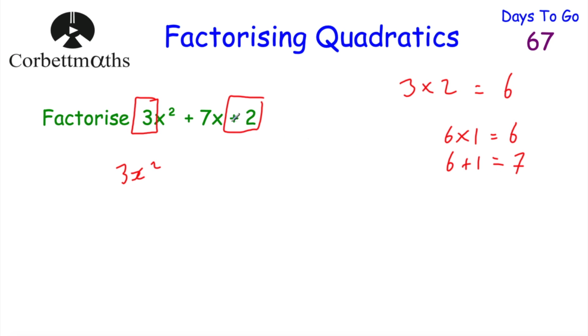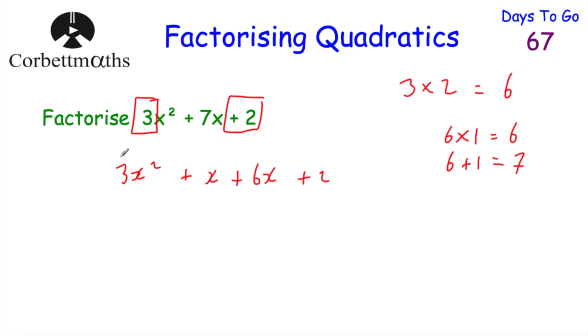Now it doesn't actually matter which way around you do it. You could do plus 6x plus x, or plus x plus 6x. It doesn't matter which way around you do it, and then we've got our plus 2. So now we've split the middle term up, our 7x, into an x and a 6x. Remember, x plus 6x is just 7x.